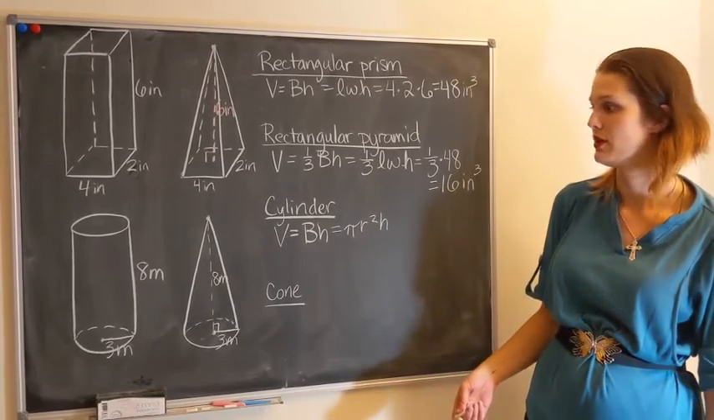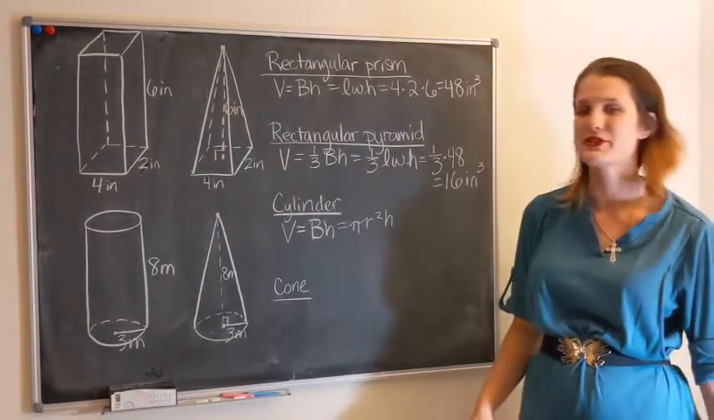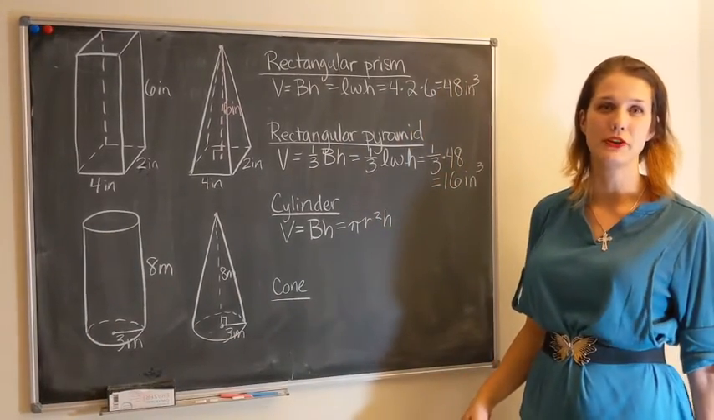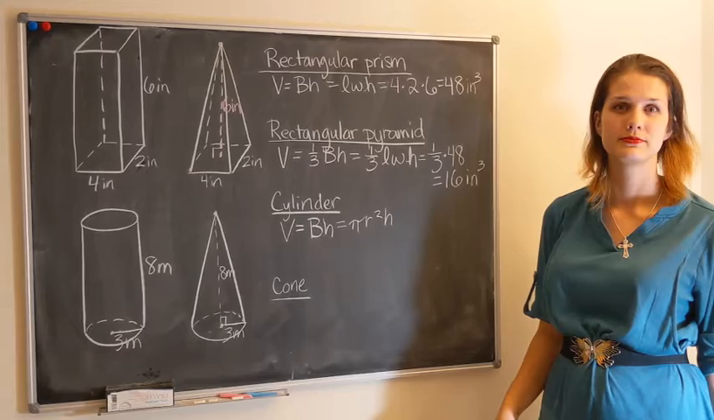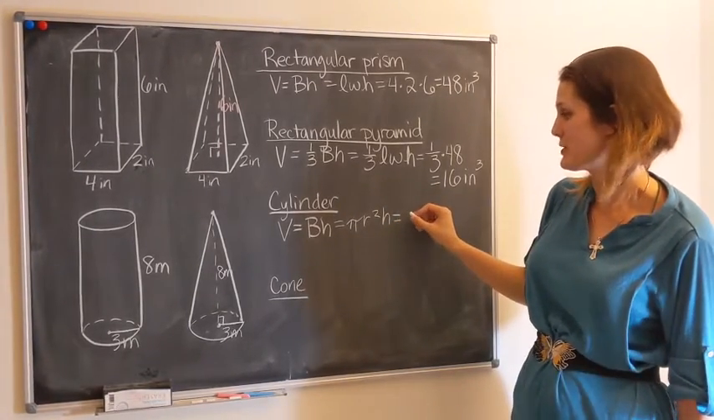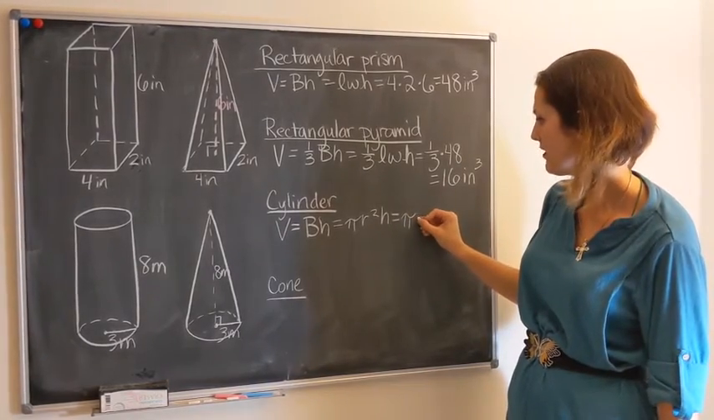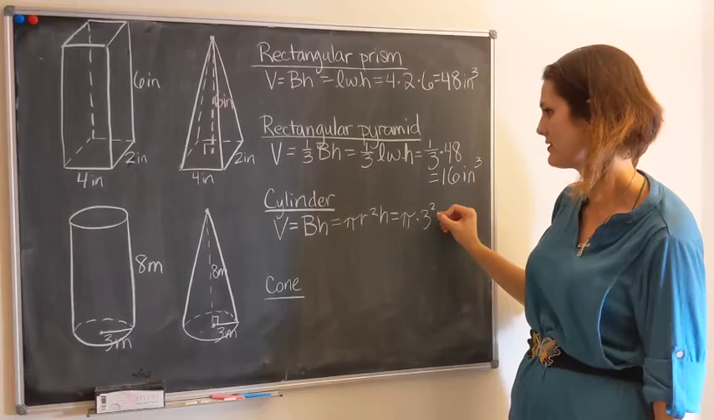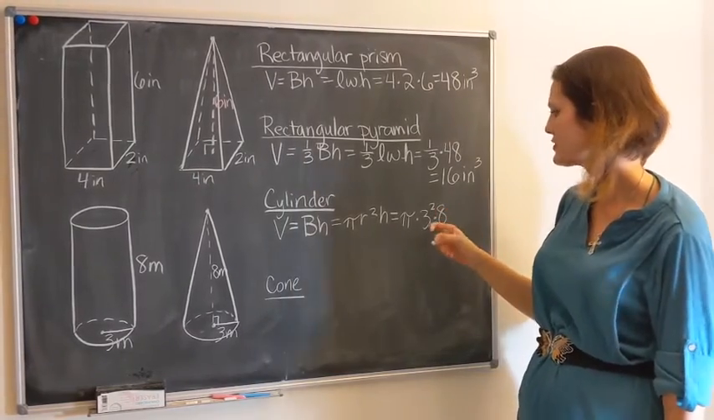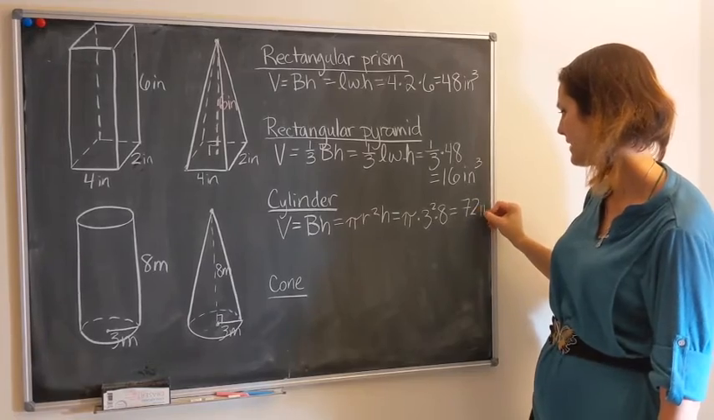times h. So given our radius of 3 meters and our height of 8 meters, go ahead and find that volume now. All right, so just plugging in the values that we have for radius and height, we'll have pi times 3 squared times 8. 3 squared is 9 times 8 is 72, so this is 72 pi.